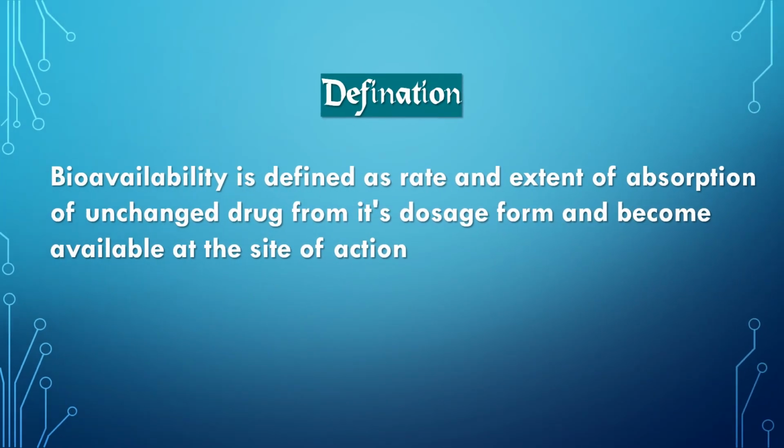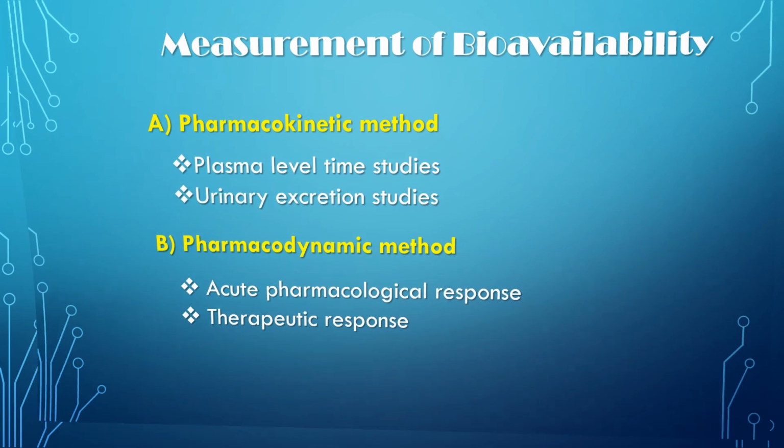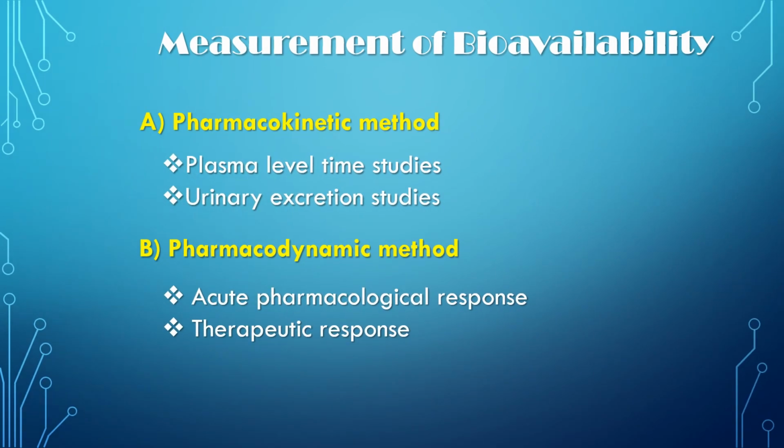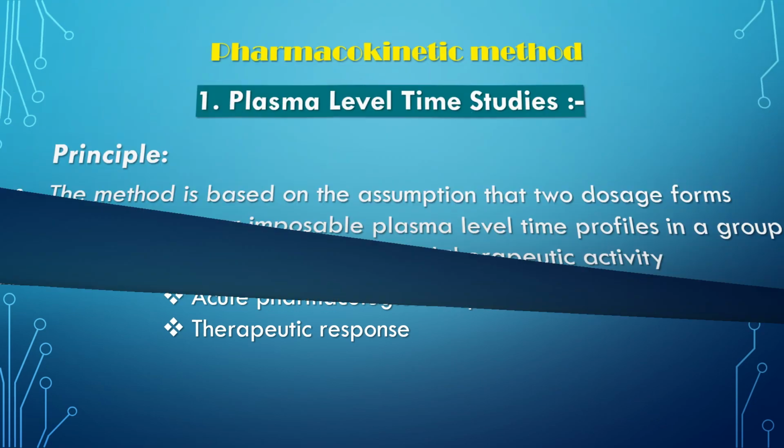Definition. Bioavailability is defined as the rate and extent of absorption of unchanged drug from its dosage form that becomes available at the site of action. Measurement of bioavailability. A. Pharmacokinetic methods: plasma level time studies and urinary excretion studies. B. Pharmacodynamic methods: acute pharmacological response and therapeutic response.